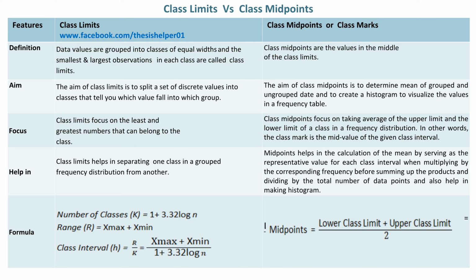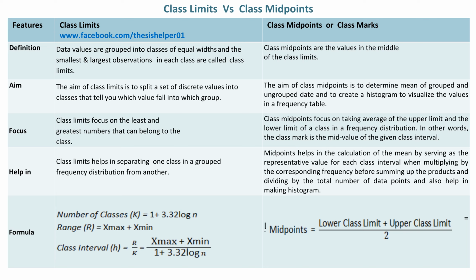The aim of class limits is to split a set of discrete values into classes that tell you which values fall into which group. Whereas, the aim of class midpoints is to determine the mean of grouped and ungrouped data and to create a histogram to visualize the values in a frequency table.